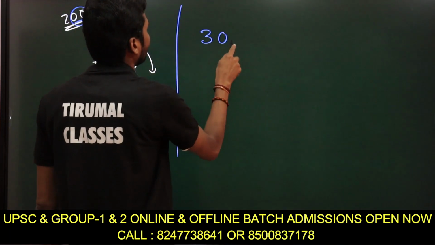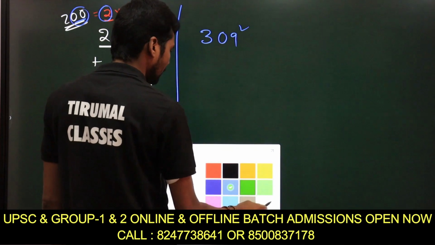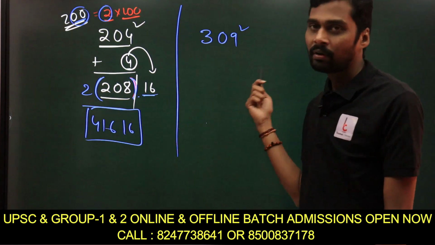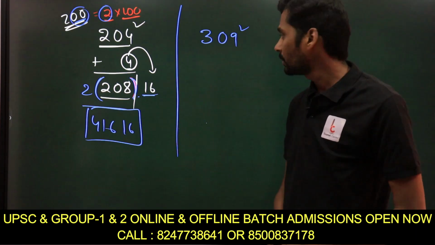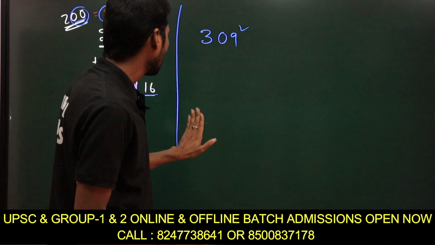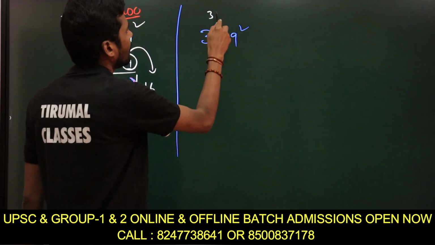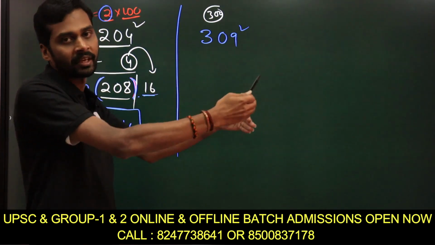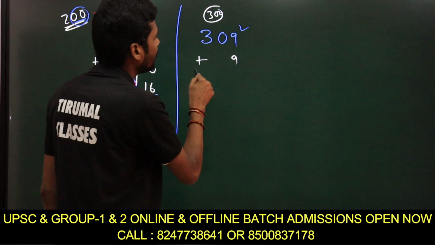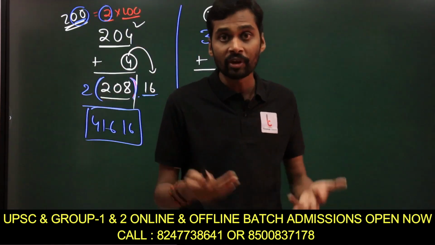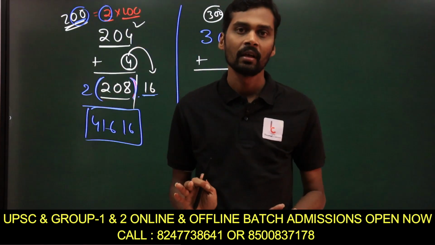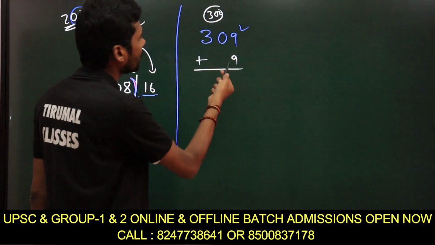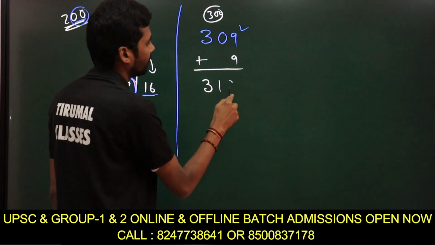Suppose I take 309 square. What is the square of the number 309? The base value is 300. Actually, you don't need to write this one. So 309 square, how much is it more than 300? Yes, it is more by 9. If it is more than, we have to add the numbers. If it is less than, we have to subtract the numbers. Clear? Because more represents plus, less represents minus. So 309 plus 9 means 318.